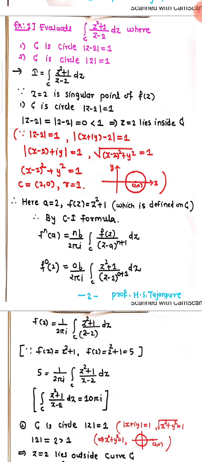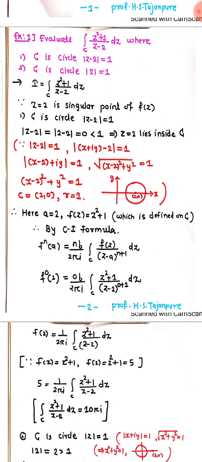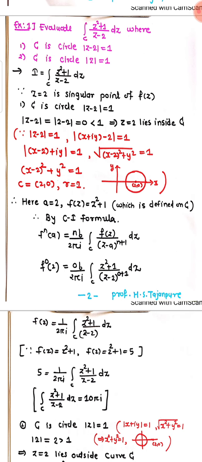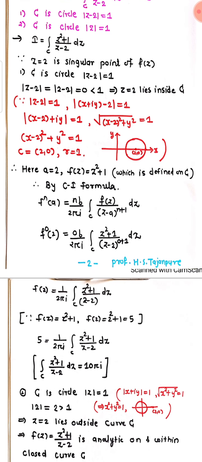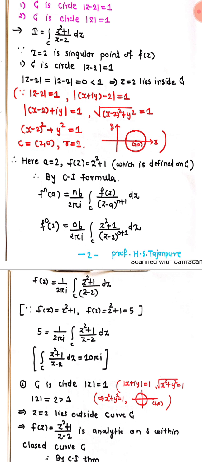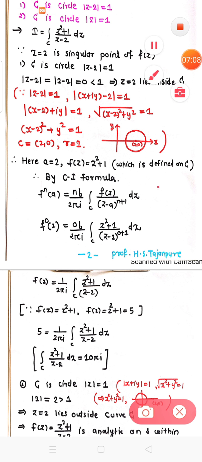Okay, so in solving the example we are not going to do this procedure which I have written in red. We are just going to put that value in the left hand side and check whether it is less than or greater than the right hand side. Once you get the point which lies inside the curve C, that point we denote by a. Now we have to choose the function f(z) which will be defined on that curve C.